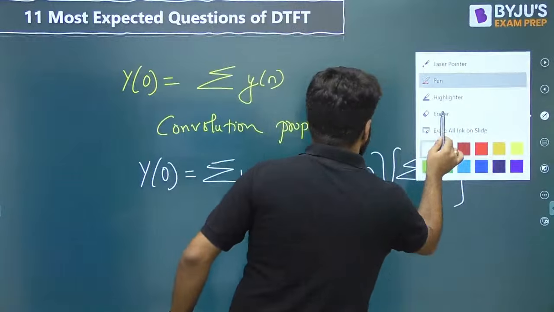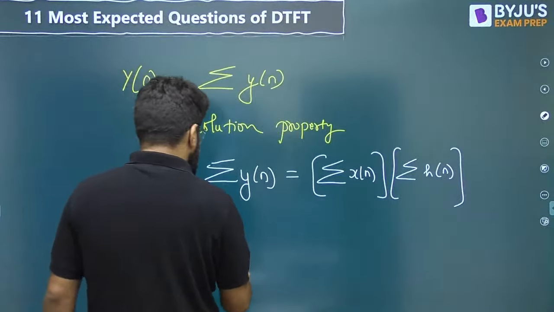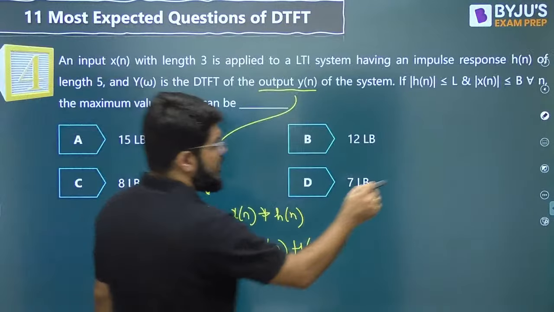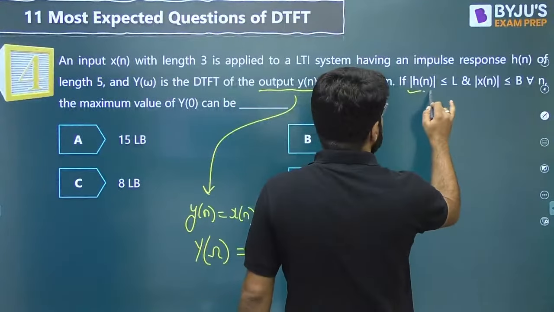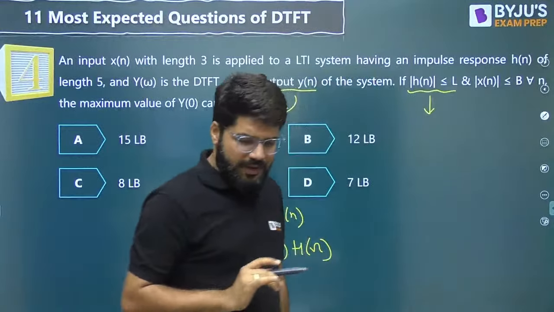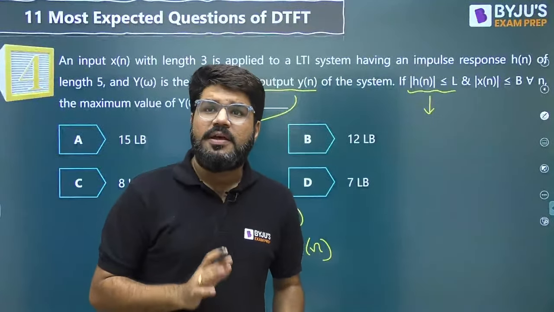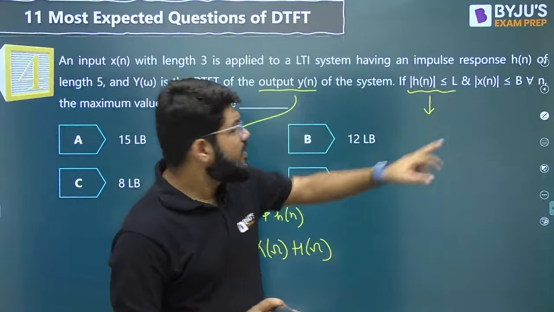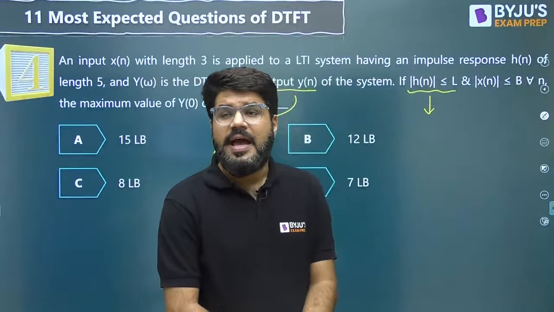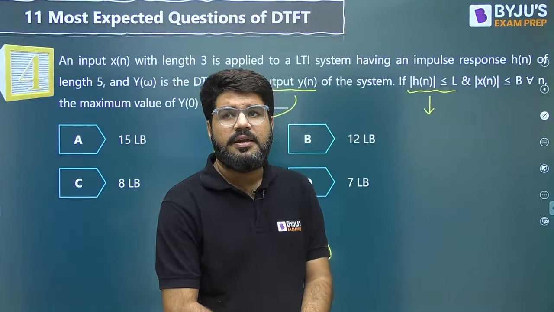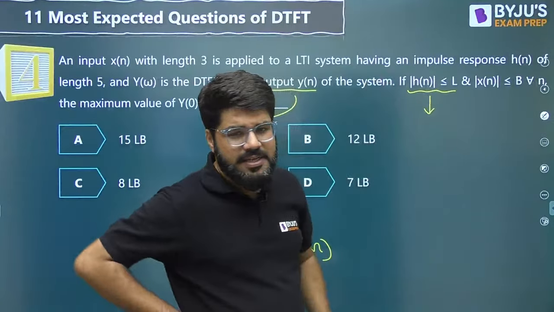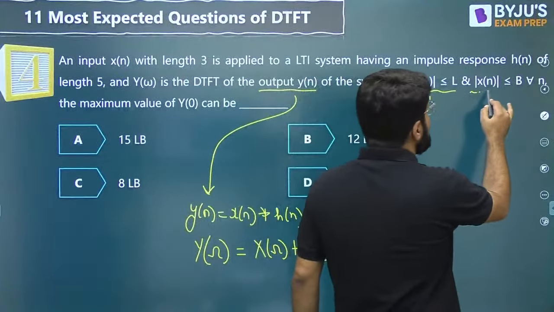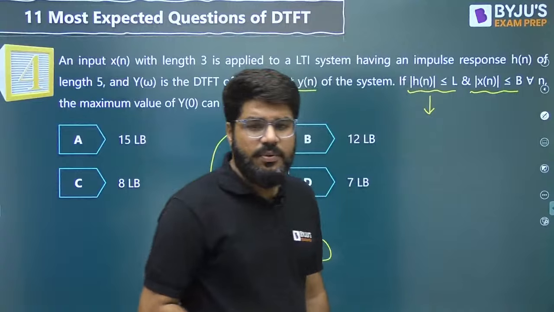So y[0] is already written above. This is one of the convolution properties that we are going to use. Now what should be the maximum value of y[0]? Pay attention from here. We need the maximum value. The modulus of h[n] is less than or equal to L for all values of n. This is the symbol for all values of n. That means the maximum value of h[n] is L, and the maximum value of x[n] is equal to b.